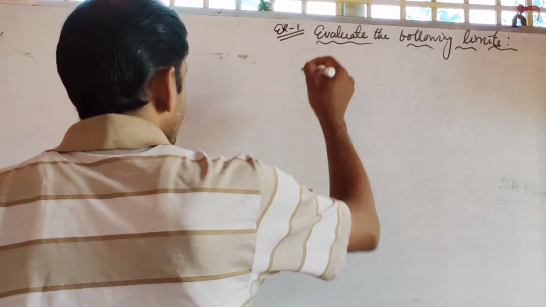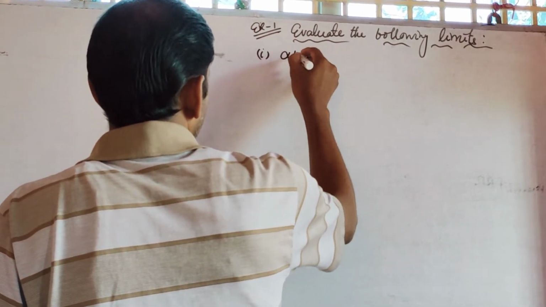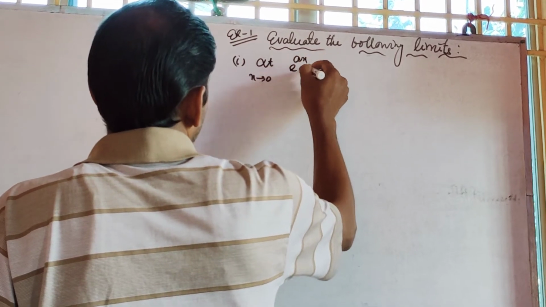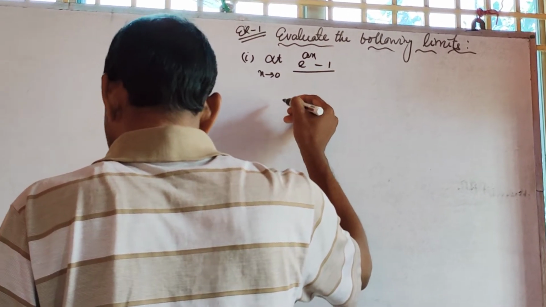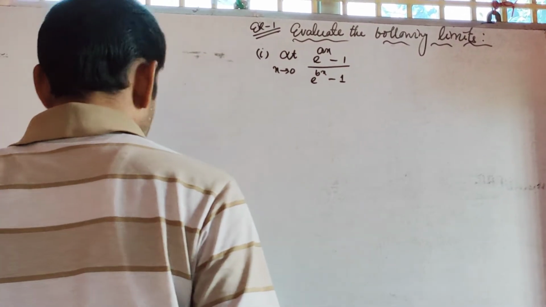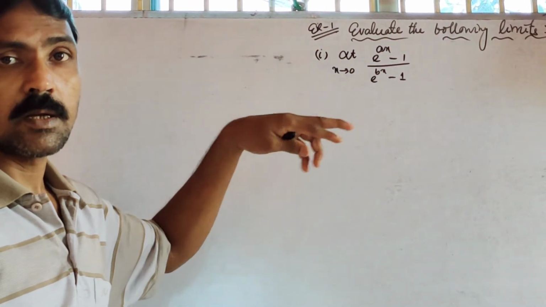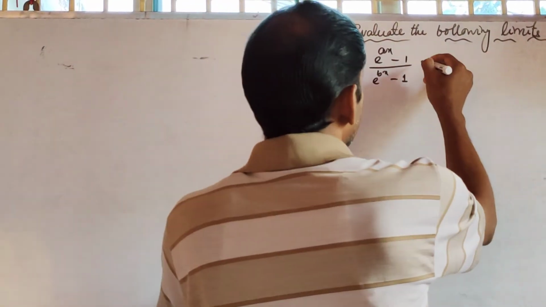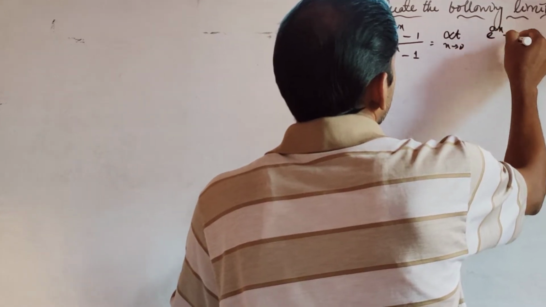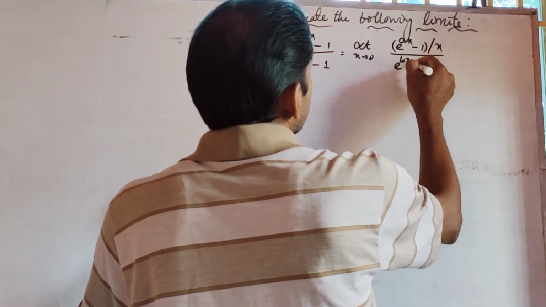So first, limit x tends to 0, (e to the power ax minus 1) by (e to the power bx minus 1). Now first of all, you see it is in which form? e to the power x minus 1 by x, but the denominator x is not there. So first of all, we will divide the numerator and denominator by x.